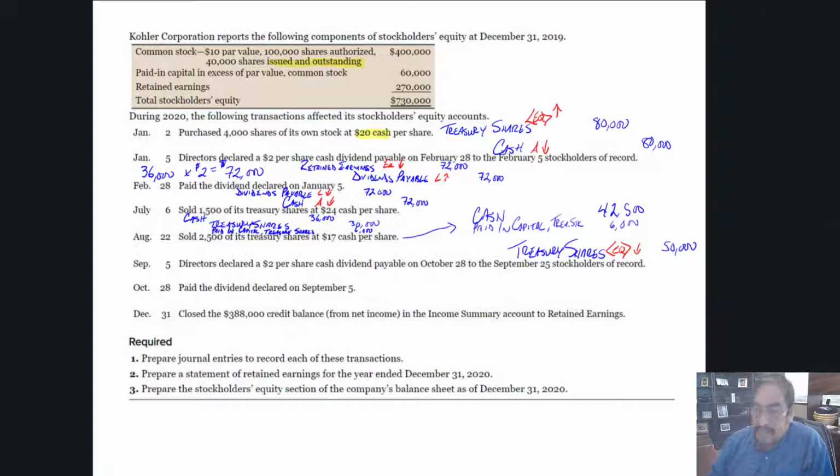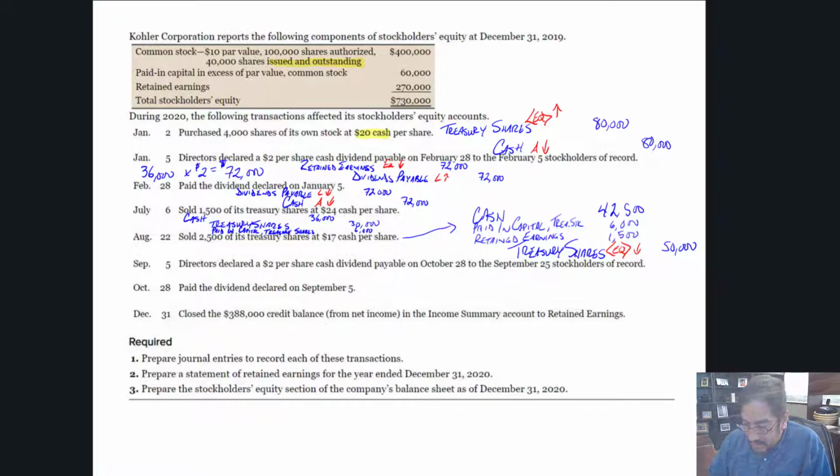Paid in capital treasury stock, $6,000. Now that account is empty, but I'm still not in balance. I need another $1,500 over here on the debit side. And I go to retained earnings. I don't like going to retained earnings, but this is one of the times where I have to go to retained earnings. There's the journal entry for August 22nd.